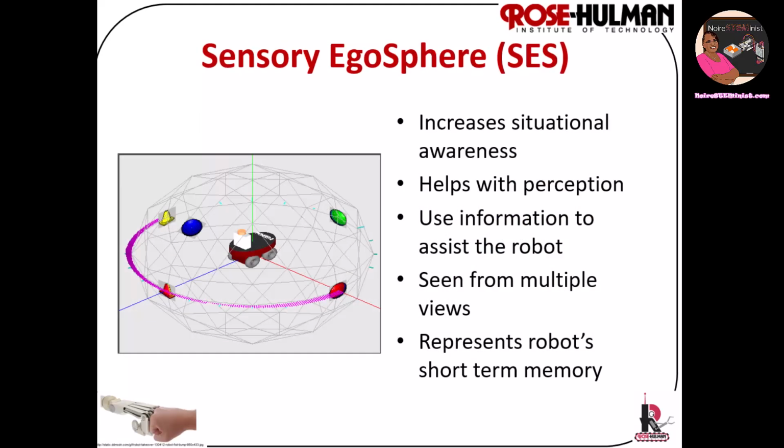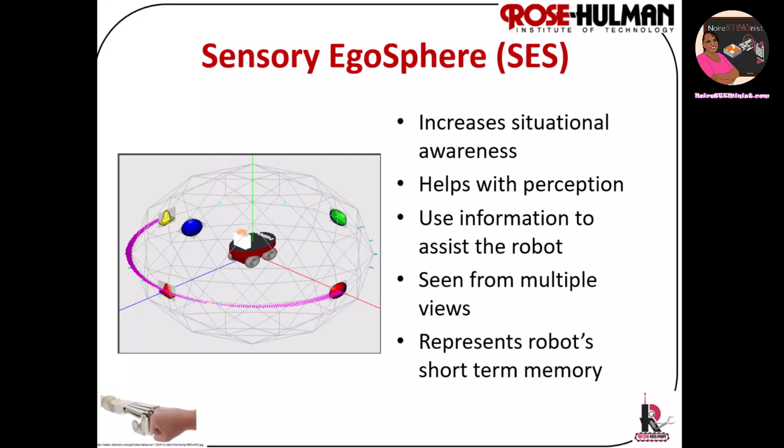So a sensory egosphere is actually from my dissertation, and it's an example of something that I designed in order to improve mental workload and to increase situational awareness to help with perception when a human needs to remotely control a robot. So it's integrated into the human-robot interface along with other things such as a camera view, IR data, sonar data, a map of the world, etc.